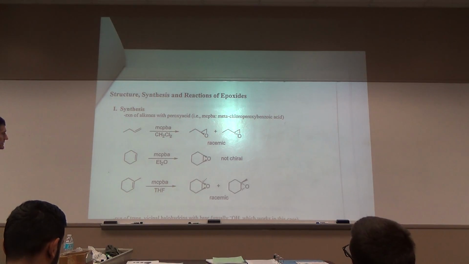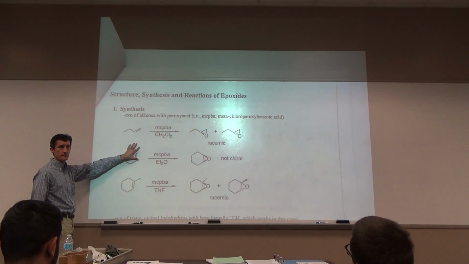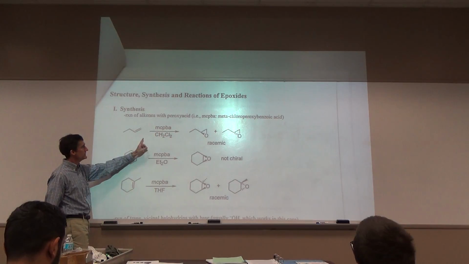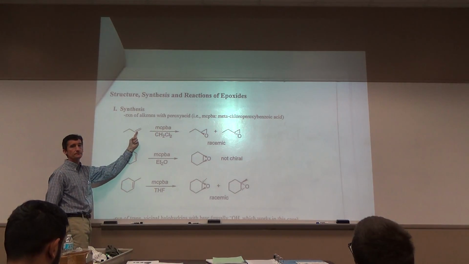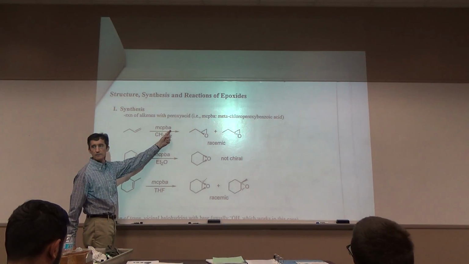Synthesis of epoxides. This is nothing but a review. You synthesize epoxides in organic 1. A common way to synthesize an epoxide is from an alkene, reacting it with a peroxy acid. The most common is MCPBA. Is that familiar?